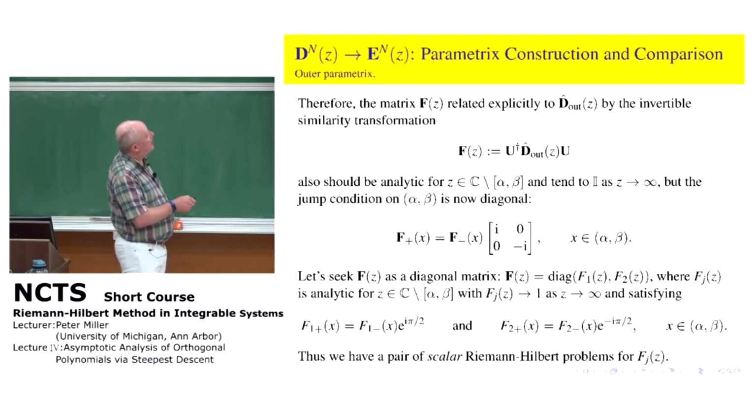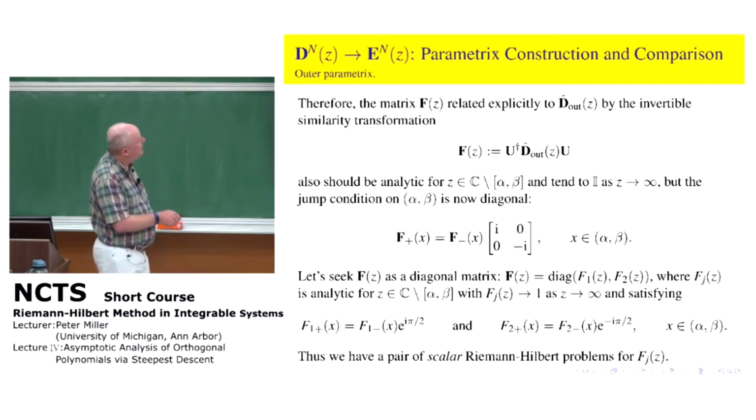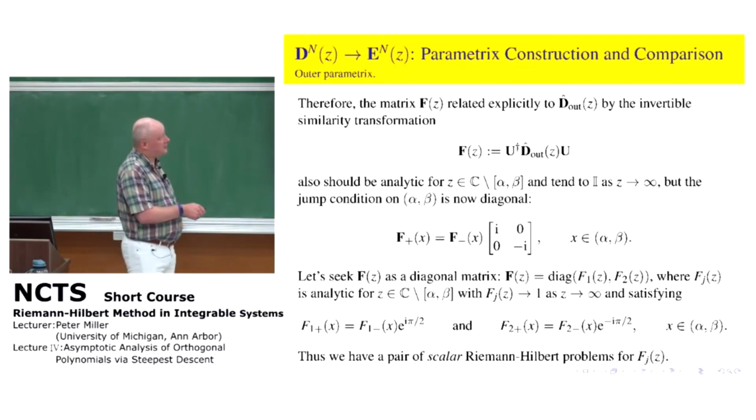So if we take the matrix F related to D hat out by a conjugation, by the same eigenvector matrix like that, well, if D hat out goes to the identity, then because this is a unitary matrix, so will F go to the identity, okay? The jump condition on alpha beta is simpler now because we've diagonalized the jump matrix. So F plus equals F minus times I sigma 3 is what this is, I 0, 0, negative I. Okay, so F has a diagonal limit at infinity, the identity. F solves the diagonal jump condition here.